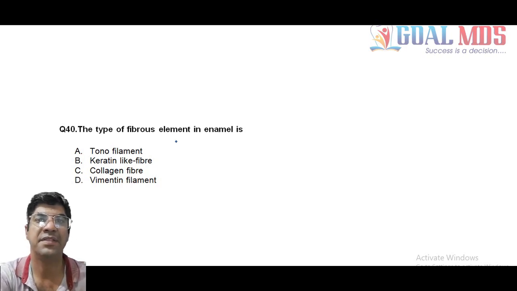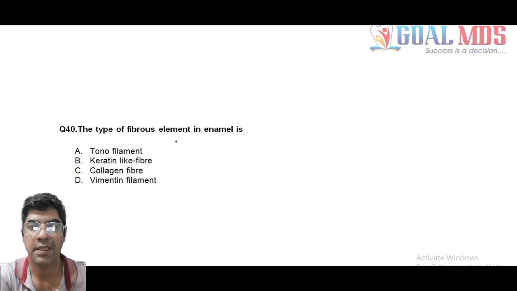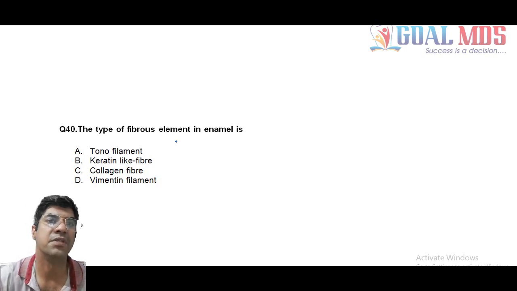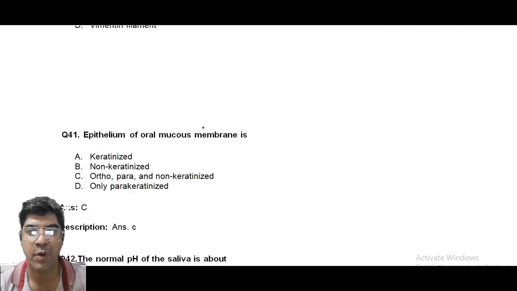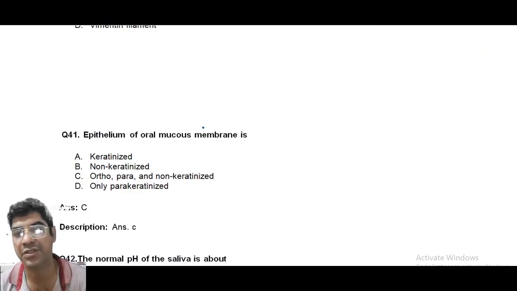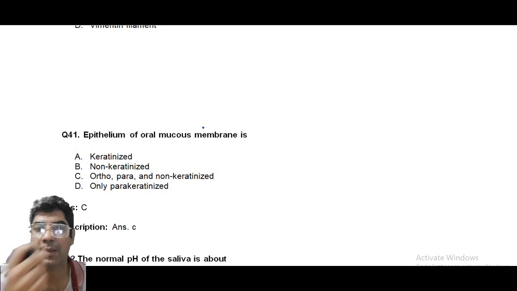The fibrous elements in enamel are the keratin-like fibers. These fibers are made of protein. They are embedded in the enamel matrix and provide structural support to the enamel.